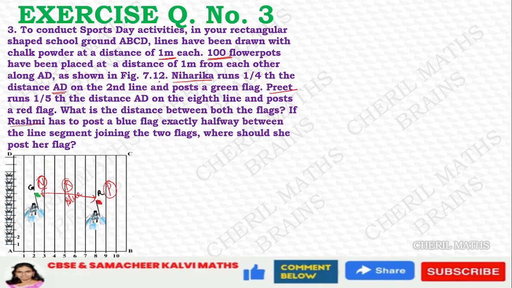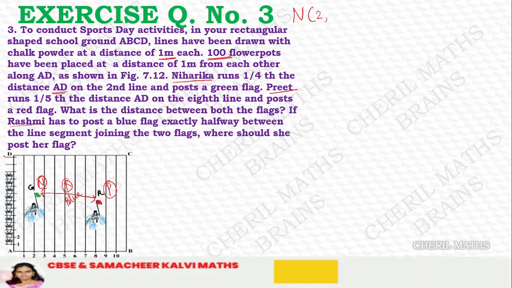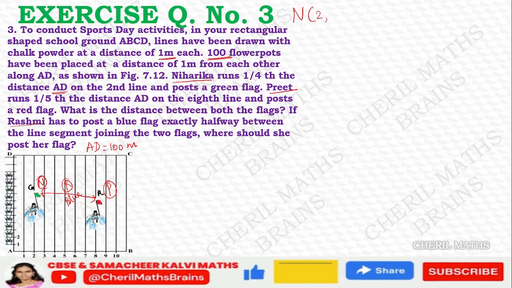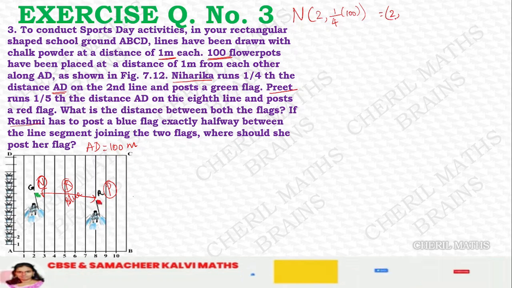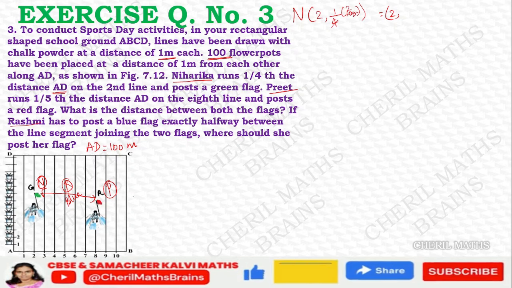So when you talk about Niharika, the x-coordinate is 2, which is not a big deal at all. But what about the y-axis? In the y-axis, there are 100 flower pots of 1 meter each. So AD is going to be 100 meter. Now, Niharika is going to run 1/4 of AD. That means it is going to be 1/4 of 100. 4 2s are 8, 20, 4 5s are 20, so it is going to be 25.